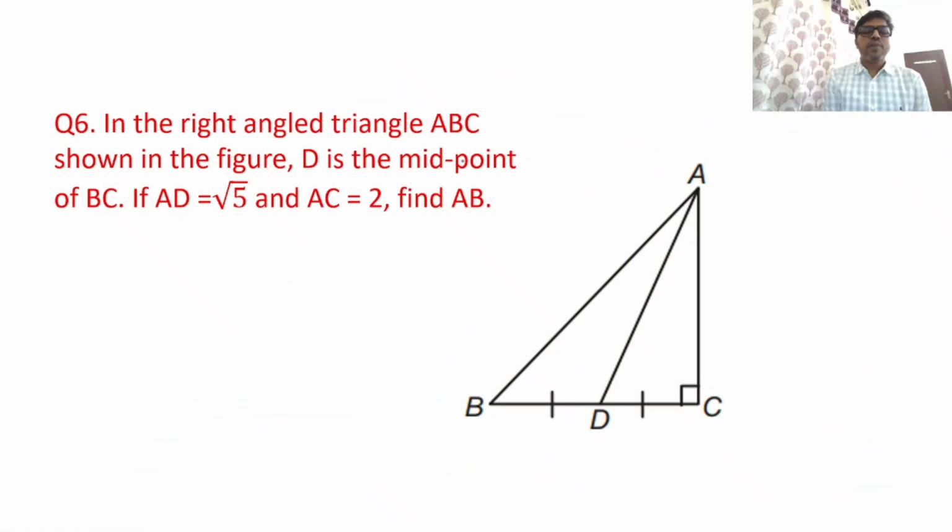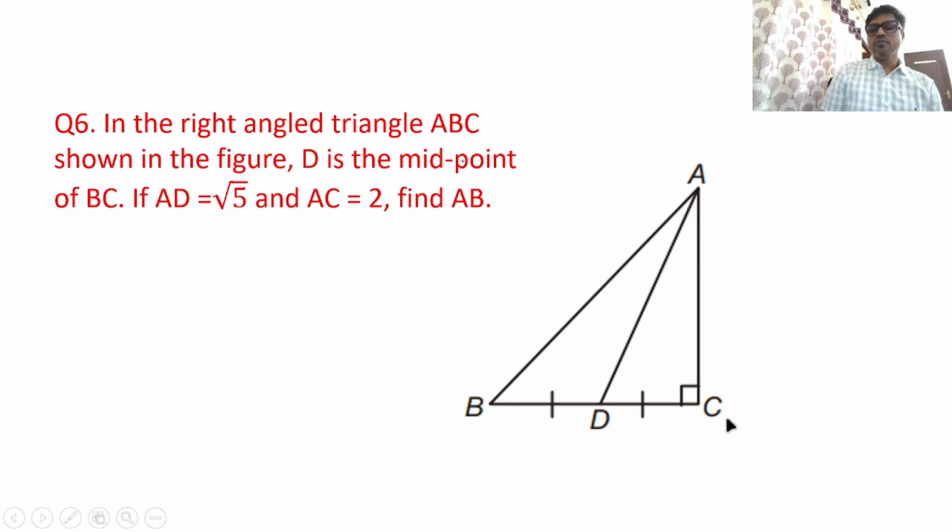Alright students, welcome back. Question number 6, important question series in triangles. Let's look at the question. In the right angle triangle ABC shown in the figure, this is ABC right angle triangle with C being 90 degrees. D is the midpoint of BC.